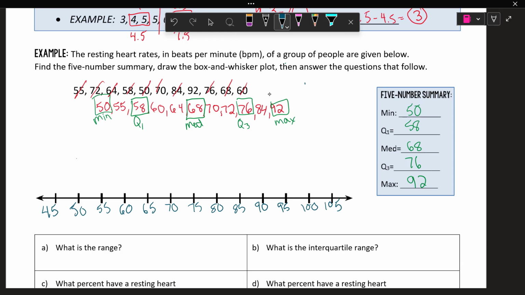So we put a line at 50. A line at 58, we have to estimate that. A line at 68, estimate that. 76, a little bit more than 75. And then 92, we estimate that. Then we connect our middle, our box. That represents our IQR. And we connect our whiskers to our maximum and minimum. So that's our box plot of this data. It's just the same thing as the 5-number summary, but it's shown as a picture, as a graph.